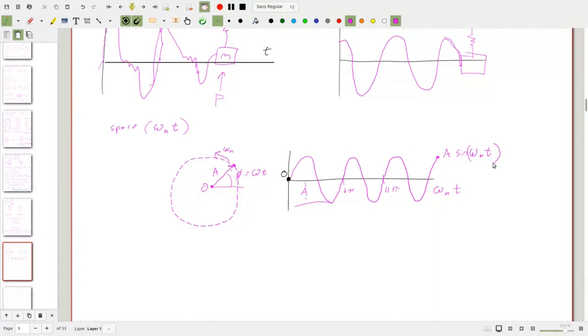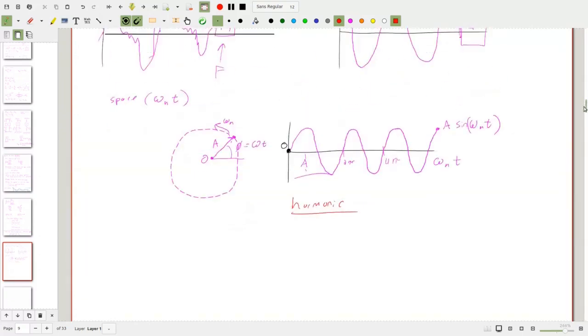So again, what we want to see here, the main point is that it's harmonic. Does that more or less make sense? Confusion level relatively high. Okay, this is always a confusing concept, but just get the idea that it's harmonic and we're moving around a circle.